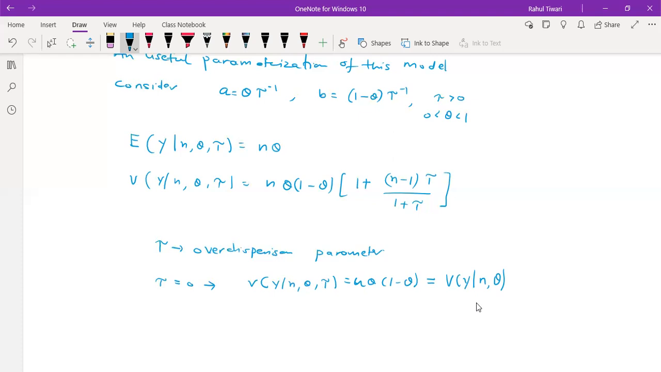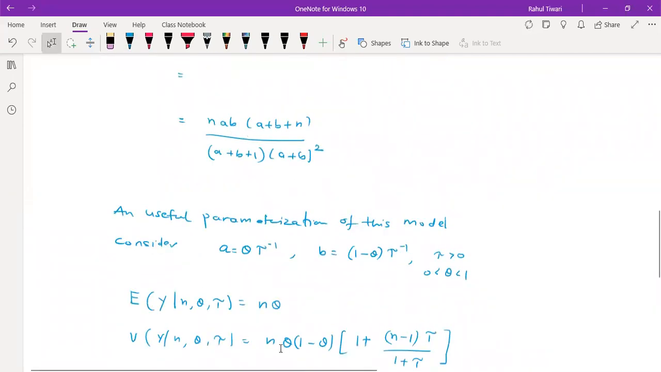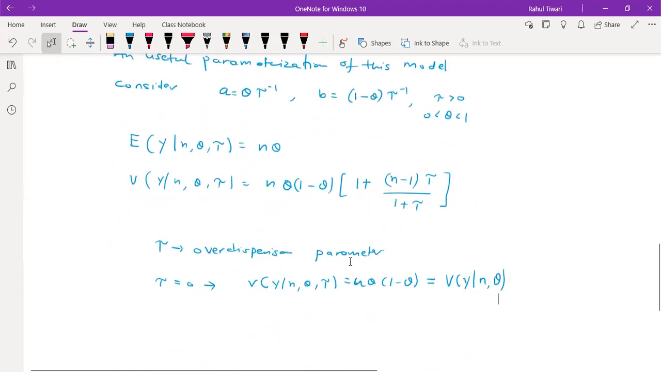So can you explain what you just said again? Say we got the variance of, this is a conditional variance, right? So the conditional variance is n theta (1 minus theta) times (1 plus (n minus 1) tau) divided by (1 plus tau), which is just substituting a and b, you will get this variance. Now this tau is known as the over dispersion parameter. So what does the over dispersion parameter say?